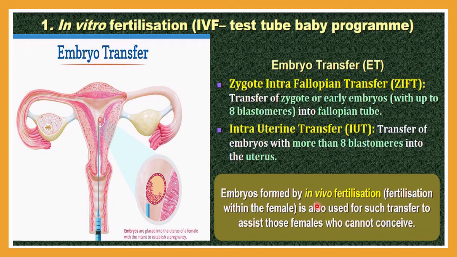Embryos formed by in vivo fertilization, that is, fertilization within the female body, are also used for such a transfer to assist those females who cannot conceive. Sometimes what happens is that in vivo fertilization occurs in one female, and after zygote formation or blastula formation, this embryo which is developed will be transported into another female, who cannot conceive or get pregnant. So in this way the fertilization occurs in one female, and that embryo will be transferred into another female. This is also one kind of method.